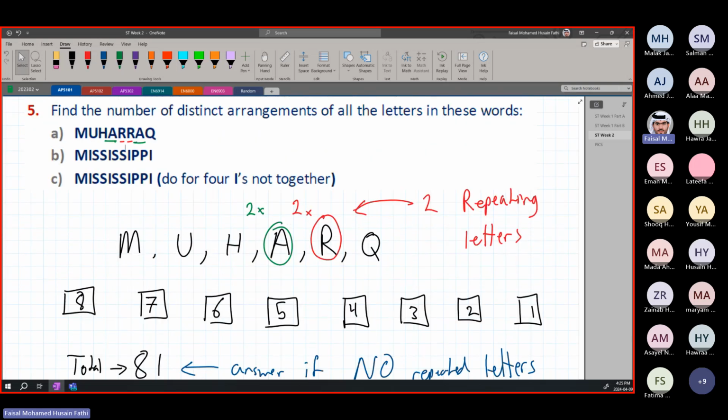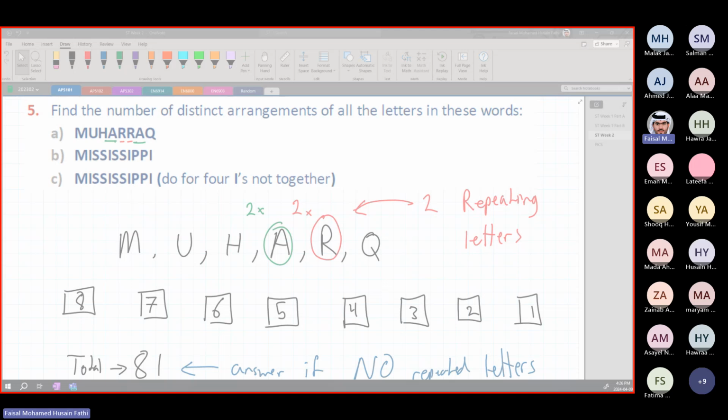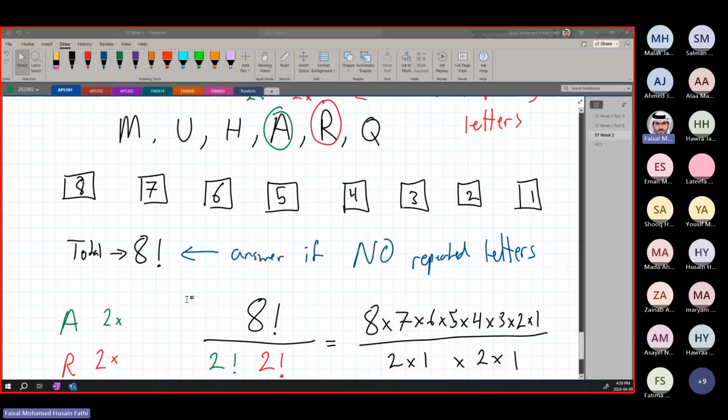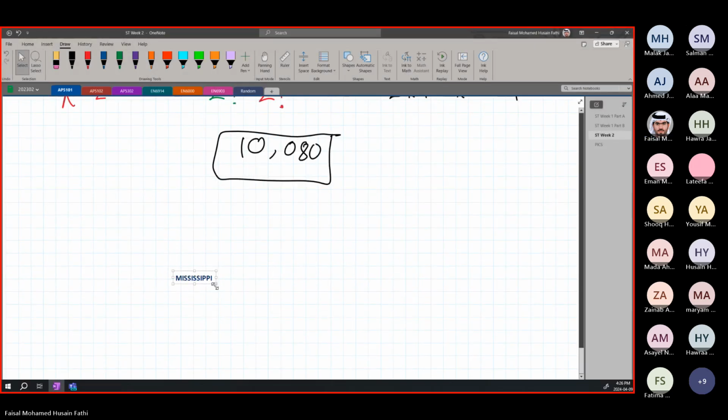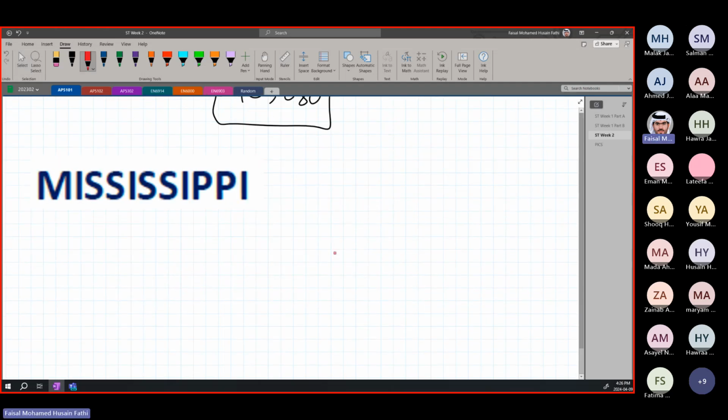Let's look at the word Mississippi. It has multiple letters that are being repeated, and multiple times as well. So let's look at the repeated letters. First, we have the M, it's not repeated. The I is repeated, 1, 2, 3, 4. Then we have the letter S, 1, 2, 3, 4. Then we have the letter P, 1, 2.